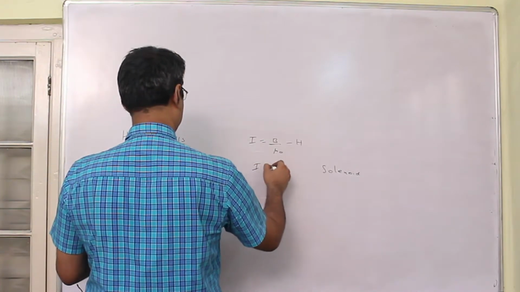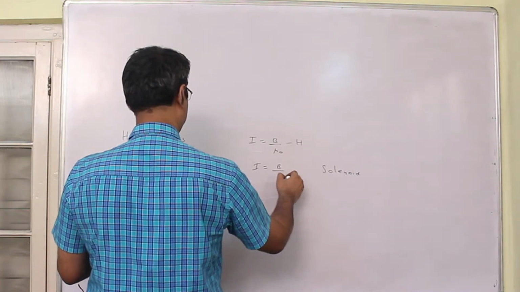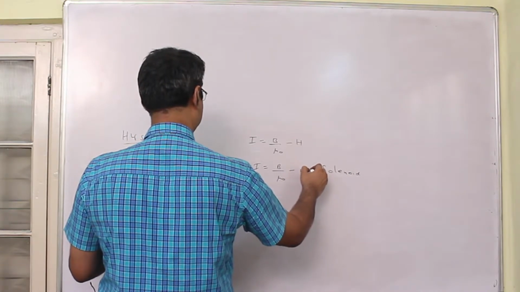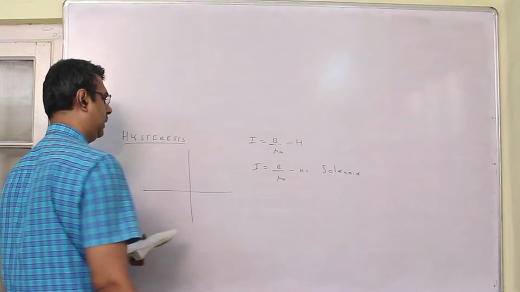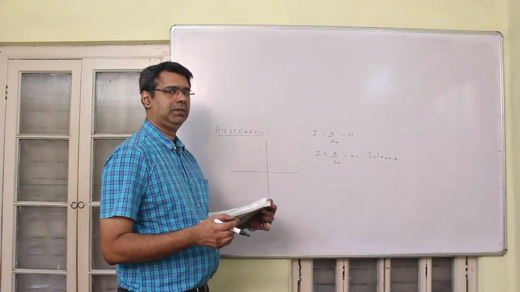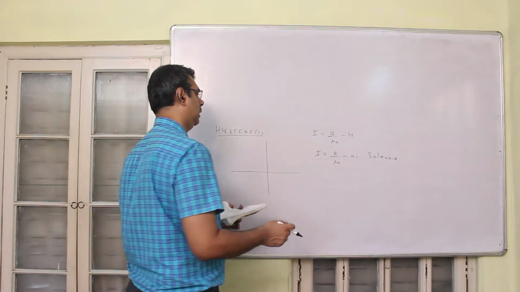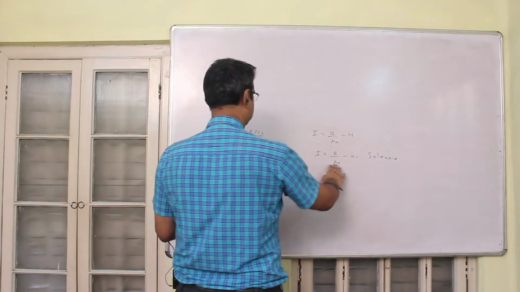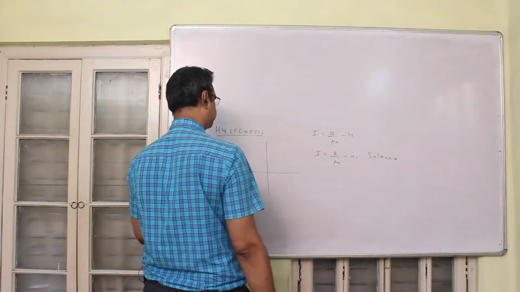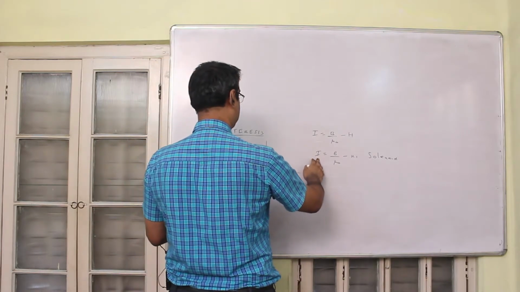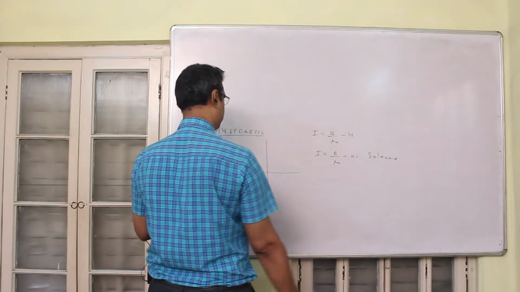So for a solenoid, if there is no core at all, it's vacuum, then H should be equal to Ni, because you know that the magnetic field associated with a solenoid is mu naught Ni. So if it is vacuum, H should be Ni. So this is the formula for a solenoid. So capital I, that is magnetization intensity, is B by mu naught minus Ni.